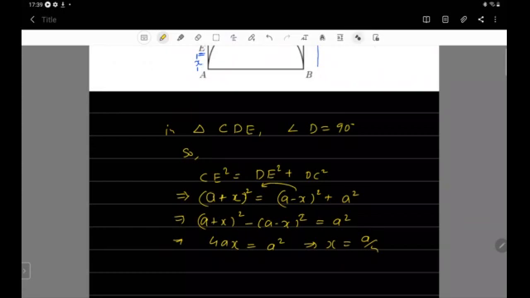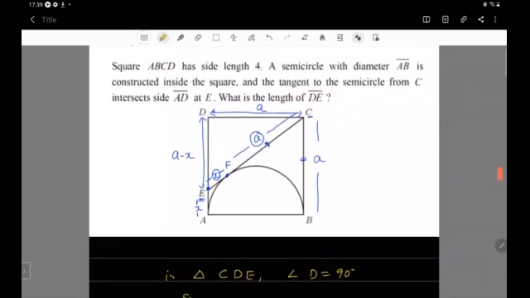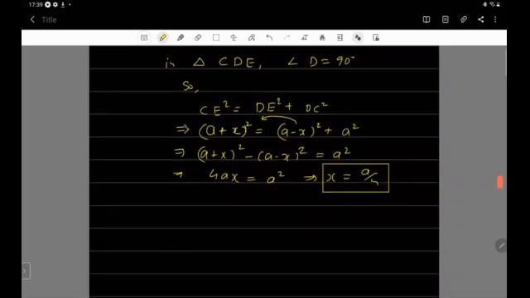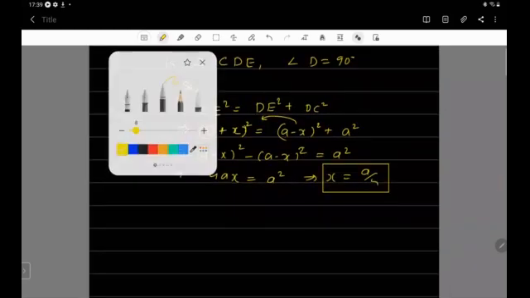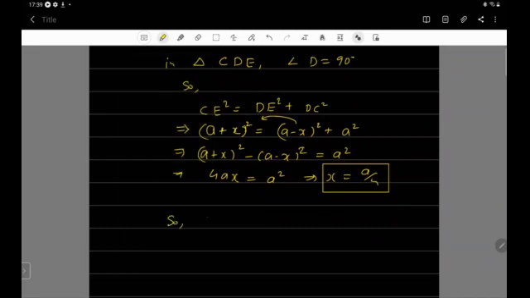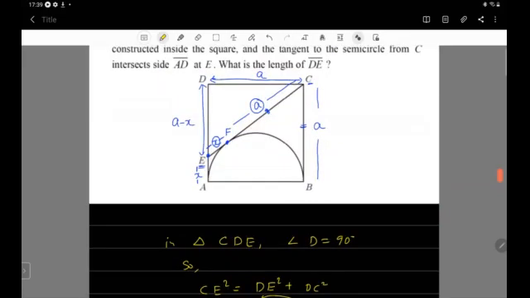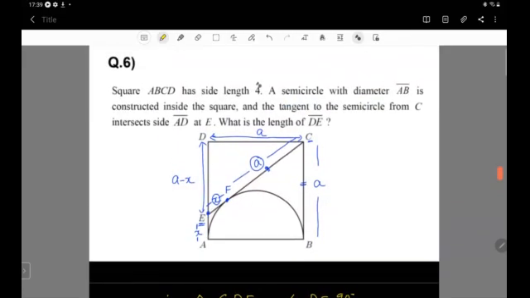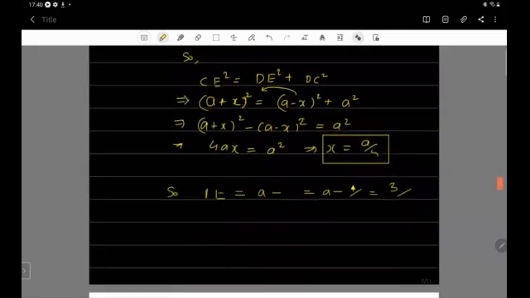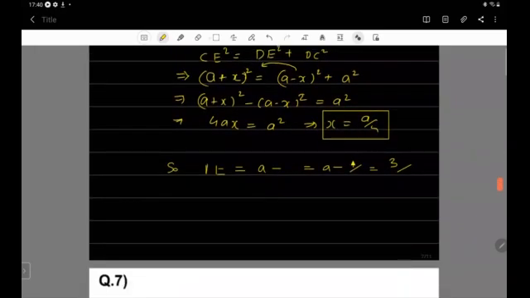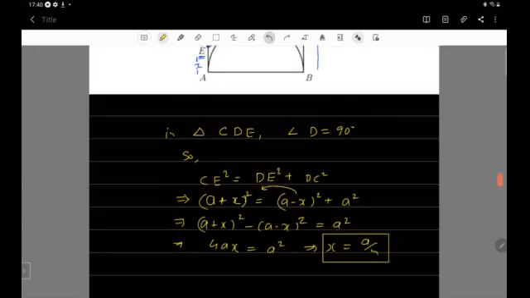And if X is A by 4, what do we need? We need DE, which is A minus X. Look, DE is A minus X, not X, okay? So DE must be equal to A minus X, which is A minus A by 4, which is 3A by 4. And now you can plug in the value of A, which is, see, it is 4, right? This one is 4. So substitute 4 in place of A and see what do you get. Wait.